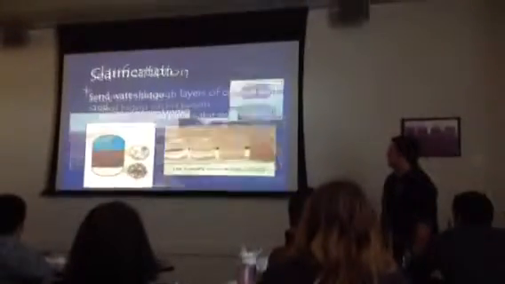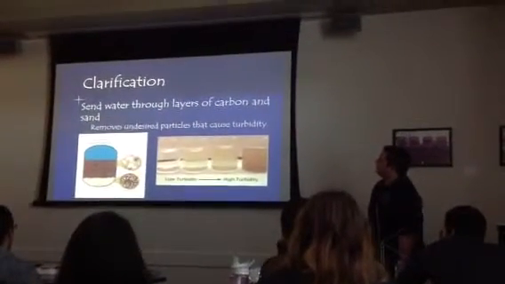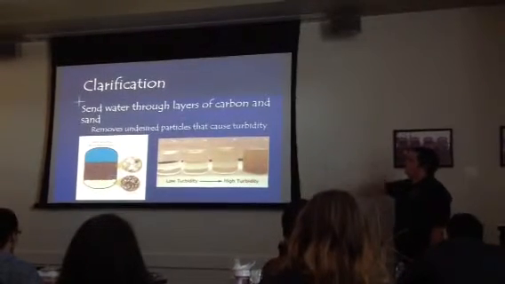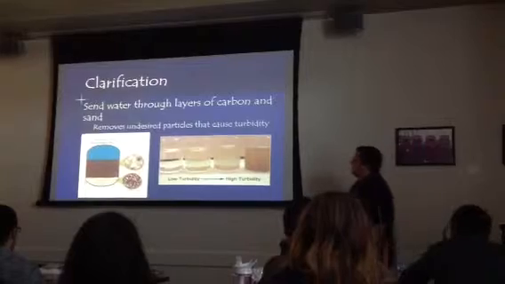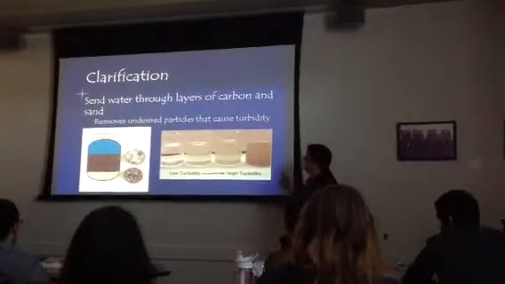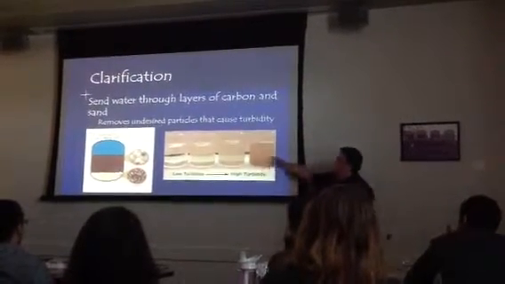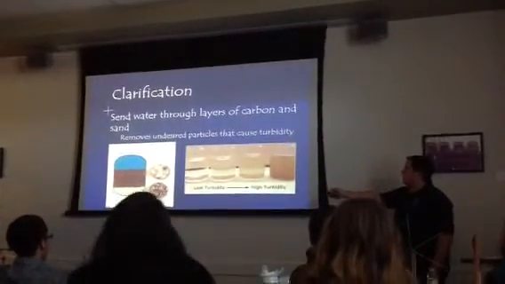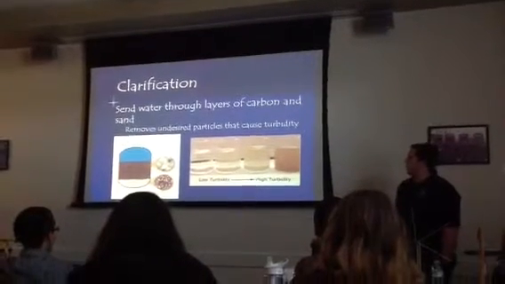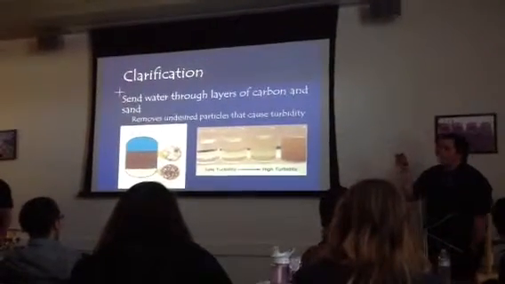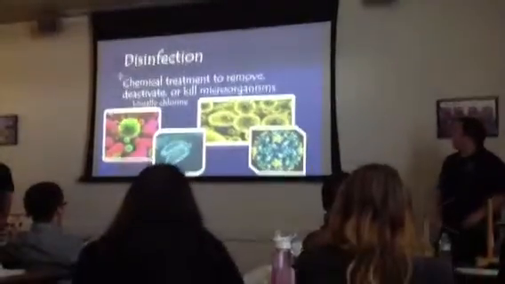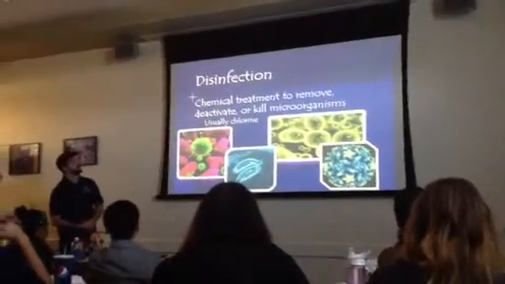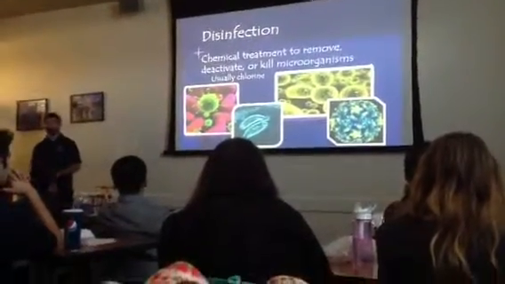That's sedimentation in a nutshell. Next we have clarification, and you can actually send the water through different filters of carbon and sand, and it removes the turbidity, which this would be high turbidity, so it's all foggy and muddy. And then over on the left side we have clear water, so that's what we want, and that's what clarification gets us. Next we have disinfection, which is a form of chemical treatment to remove or deactivate microorganisms, okay?